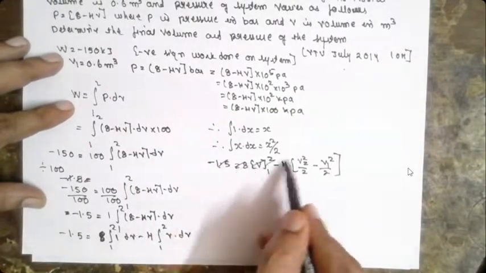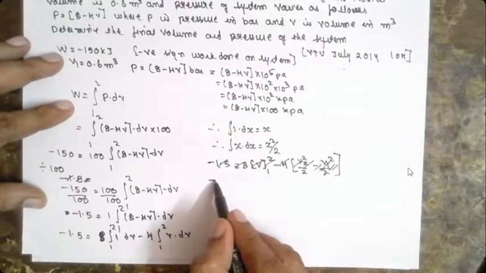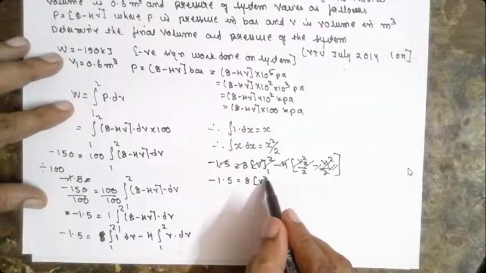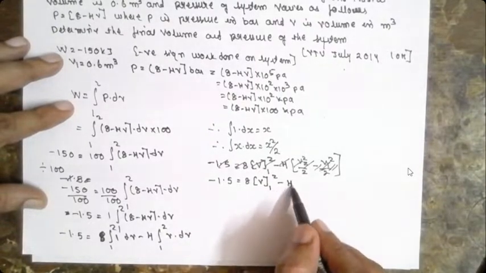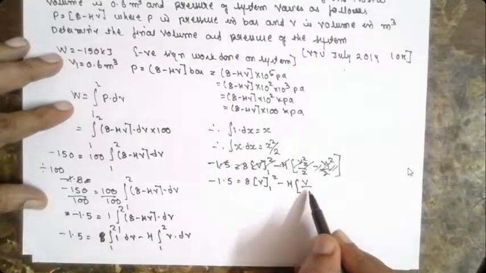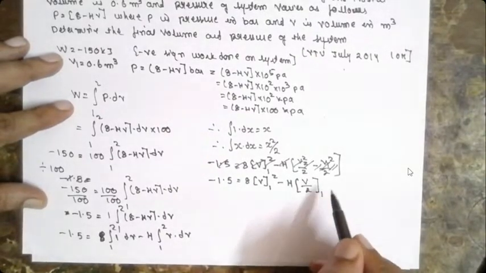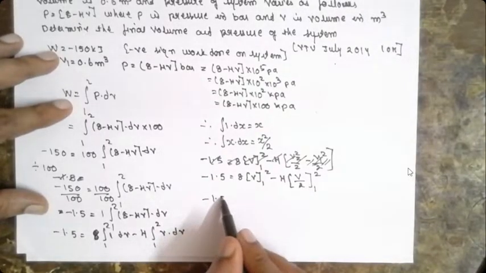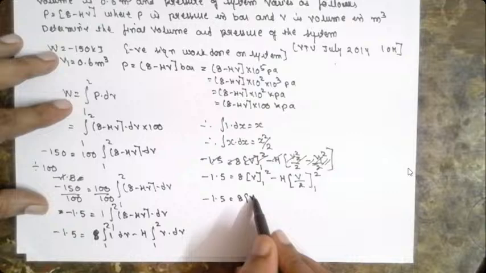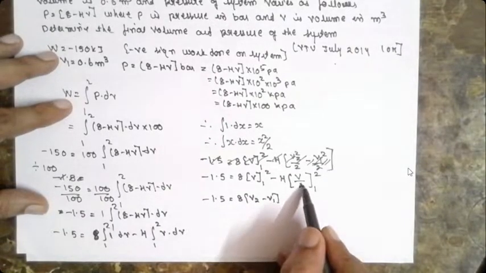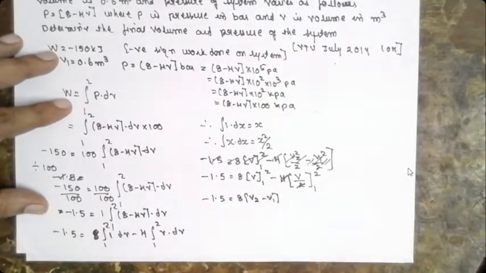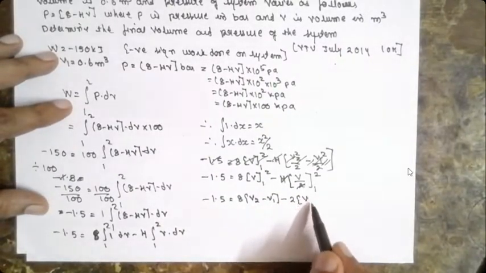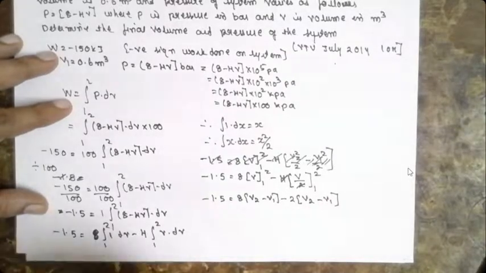Minus 1.5 equals 8 for the constant, we write v raised to 1 by 2 minus 4 v square divided by 2, limits 1 to 2. Further simplification: minus 1.5 equals 8 (v2 minus v1) minus 4 by 2 cancels, so minus 2 (v2 minus v1). If you have any doubt, tell me, sir.